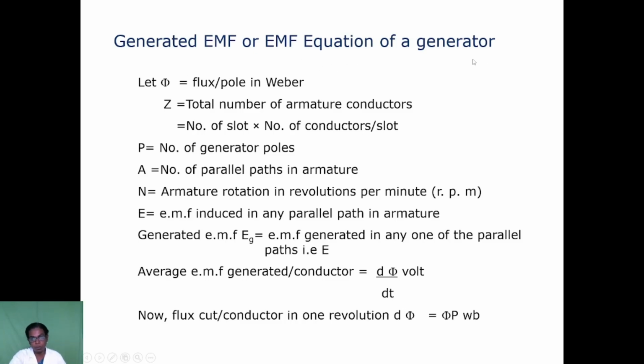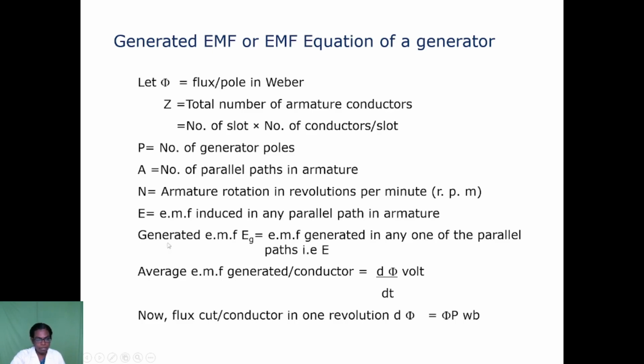Because the EMF is the output of the generator, that's why we have to derive the EMF equation also. So first, phi is the flux per pole, the unit is Weber. Z is the total number of armature conductors, the number of slots times the number of conductors per slot. P is the number of generating poles. A is the number of parallel paths. And N is the armature rotation in revolutions per minute. And E is the EMF induced in any parallel path.